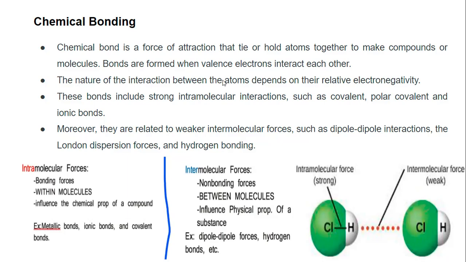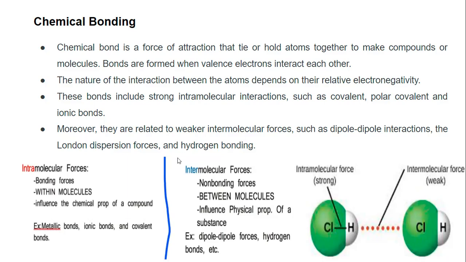The nature of interaction between the atoms depends upon their relative electronegativity. Electronegativity defines which type of bonding interaction is going to be formed between two atoms or molecules. These bonds include strong intramolecular interactions such as covalent, polar covalent, or ionic bonds. However, the molecules are also interrelated with weaker intermolecular forces such as dipole-dipole interaction, the London dispersion force, and hydrogen bonding.